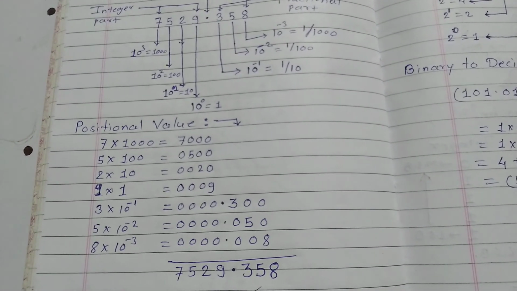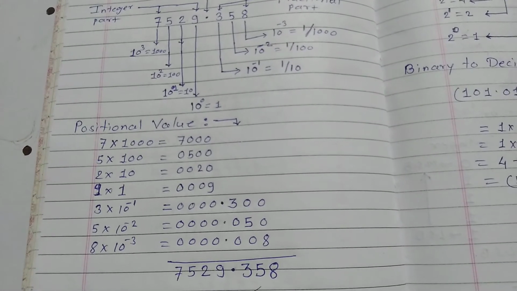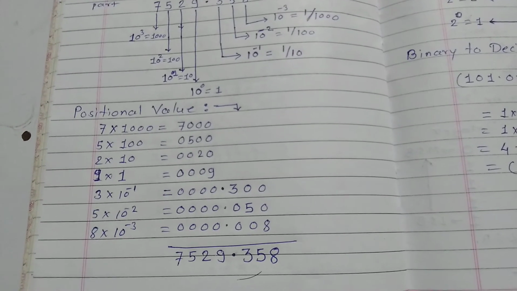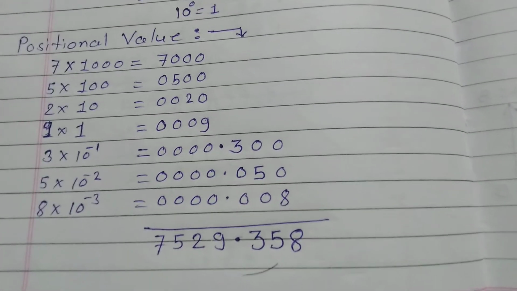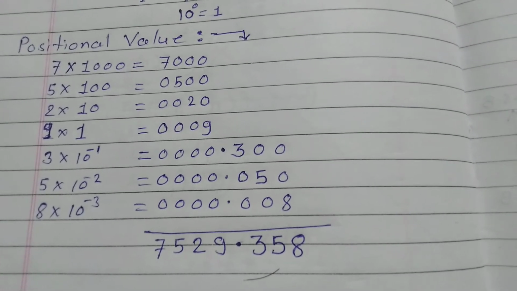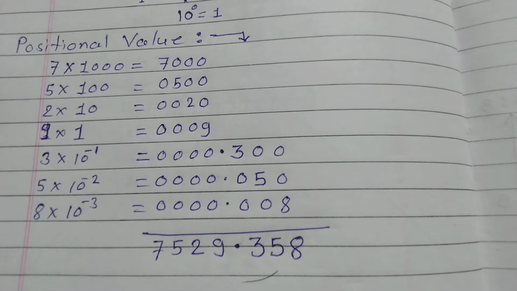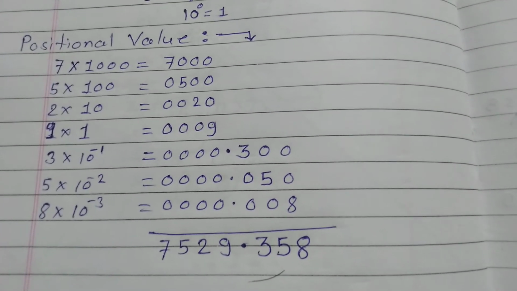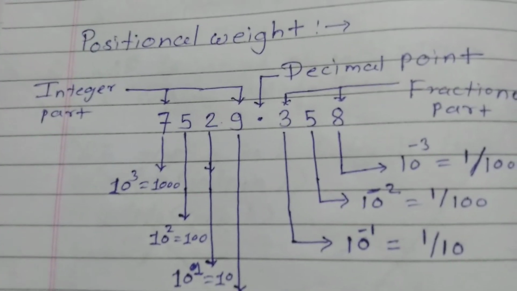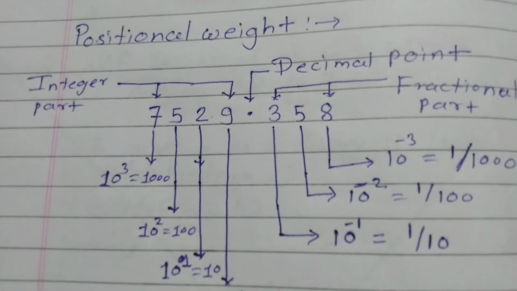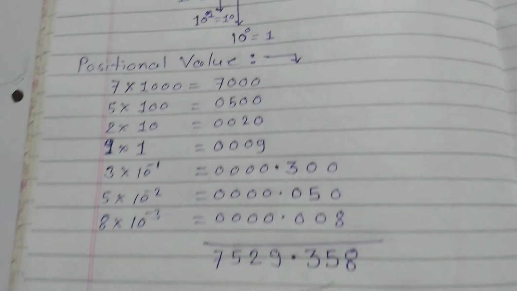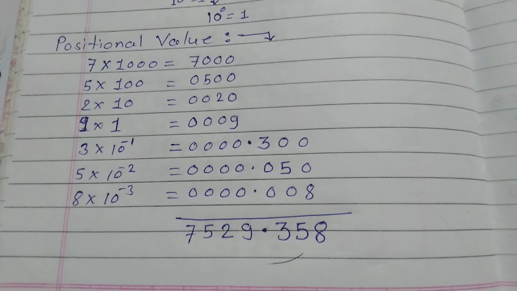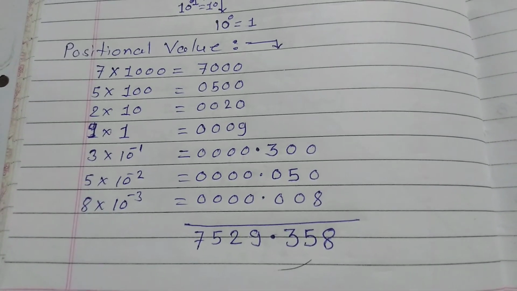becomes 0.008. So if you add all of the numbers together, we get the value 7529.358. In this way, the decimal number has a positional weight as well as a positional value. The same number which was taken over here, 7529.358, and here also if you see, it is 7529.358. So in this way, a decimal number is constructed.